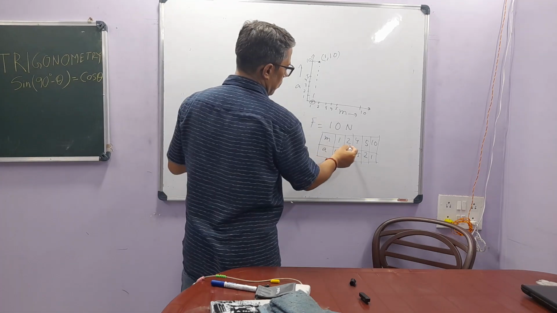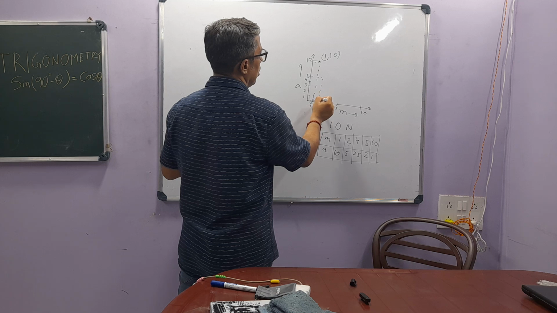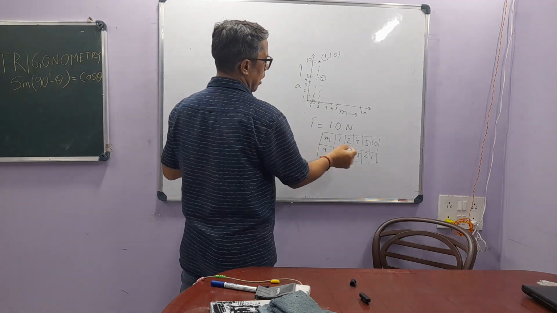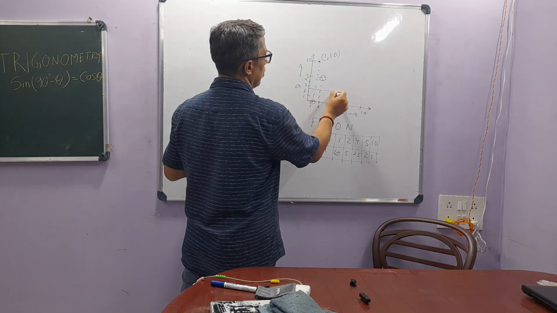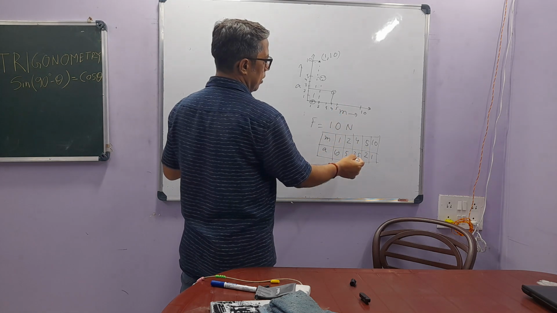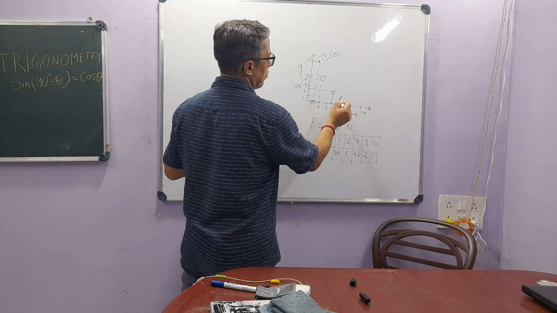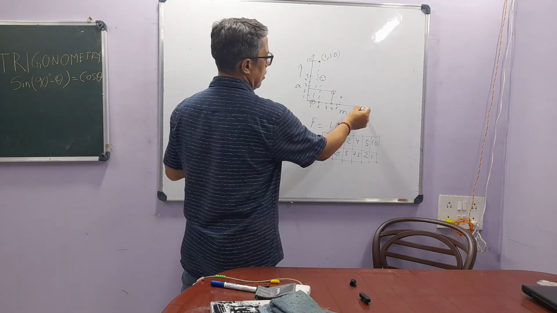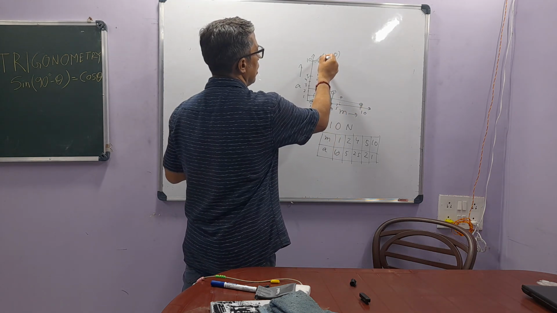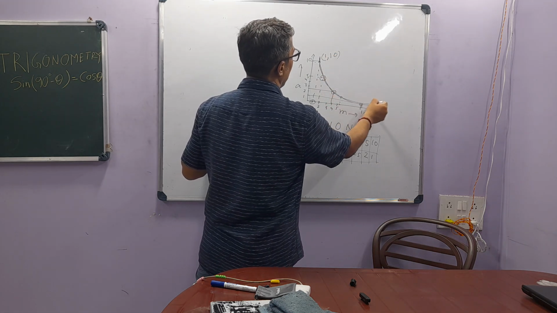Next point, mass 2, acceleration 5. So this is the point. Then next, mass is 4, acceleration 2.5. So this will be the point. Next, mass is 5, acceleration is 2. So this is the point. Okay, like this. Now next, mass is 10, acceleration 1. This point. So if you join the data points, this is your graph.